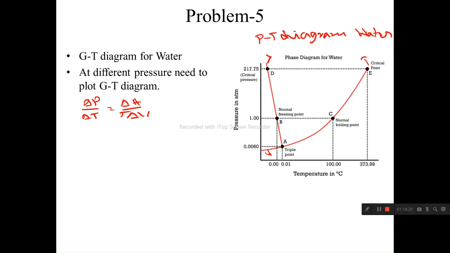Okay, so then, already in the video series, we know that at the triple point, at this point, the GT diagram looks like this.